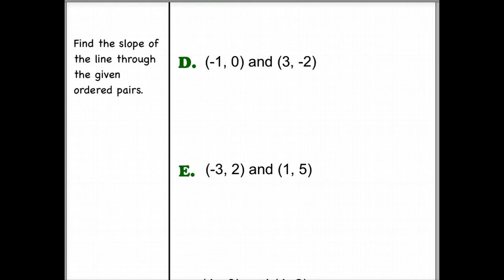So now we want to find the slope of the line through the given ordered pairs. One way that I like to do that is to create a t-table, just because that's something we're used to. We have x and y. We have -1 and 0, and we also have 3 and -2. Now we figure out what our change in y is and our change in x. So from 0 to -2, we went -2, and from -1 to 3, we went +4. That's supposed to be a 4.